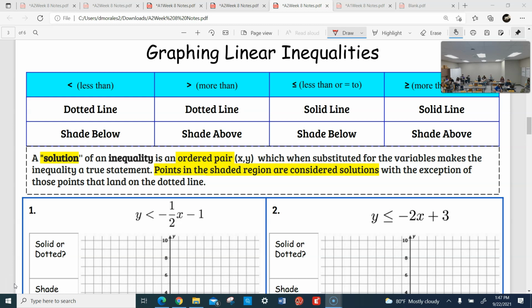We're going to be graphing lines. The lines come in two varieties, either solid lines or dashed lines. If you have the less than or greater than by itself, that's going to be a dashed line. If you have less than or equal to or greater than or equal to, then it's going to be a solid line. Other than that, the words less than means you're shading below the line, and greater than means you're going to shade above the line. And that'll become more obvious when we start doing these examples.